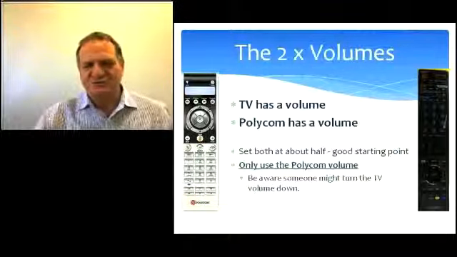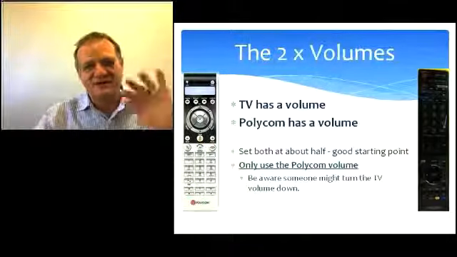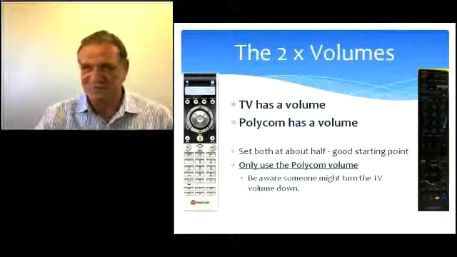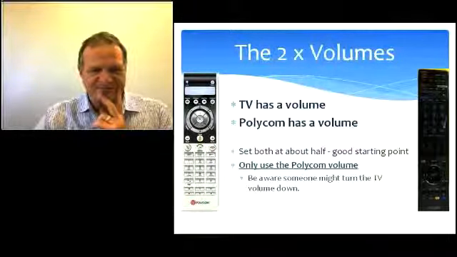There's 2 volumes on the system. One is the TV has its own volume, and you should set that to about half. Then put the TV remote away. You don't need that anymore. Just use the Polycom device remote, and set it to about half.